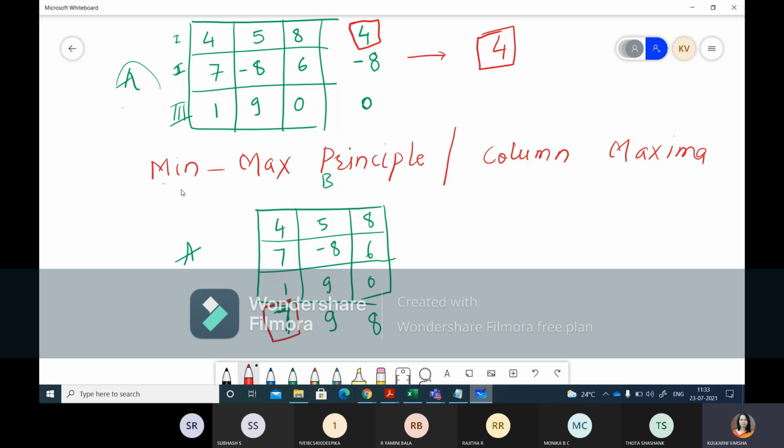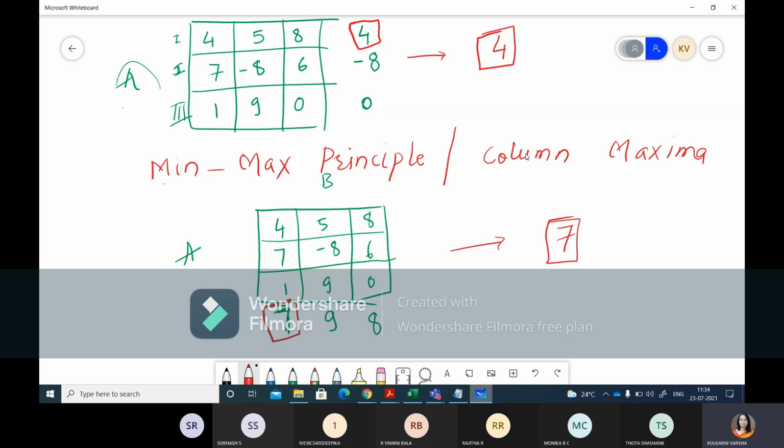So when we do this minimax principle, which is also called column maxima, it is nothing but from each column finding the maximum number. Here 9 is the maximum, here 8 is the maximum, and from these three numbers we find the minimum loss. 7 is the minimum, so the answer will be 7. So this is called row minima and column maxima.